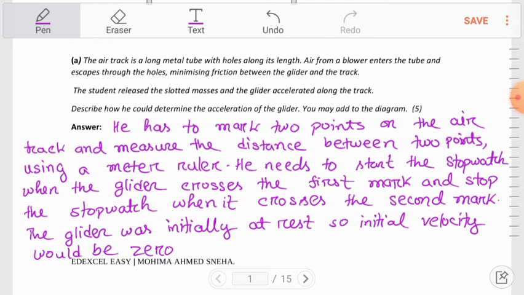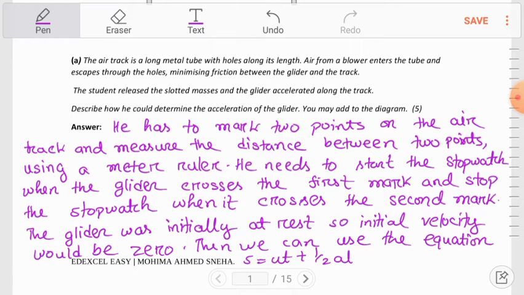Then we can use the equation s equals ut plus half at squared, and we have to make a the subject of the equation to calculate the value for acceleration. So then we can use the equation s equals ut plus half at squared and make a the subject of the equation.